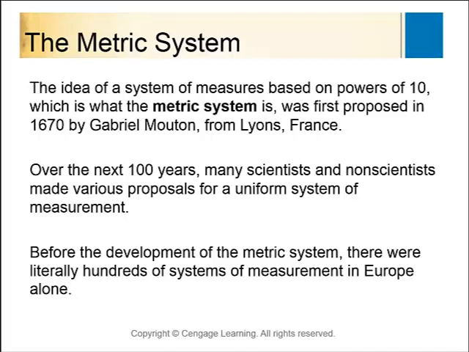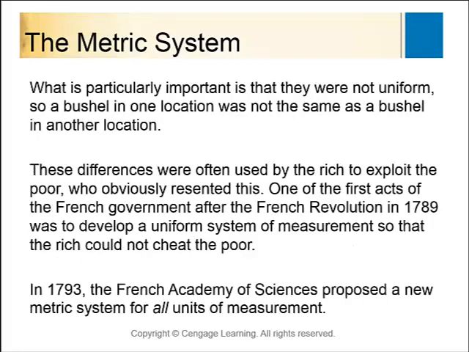So we have all these different systems that we're looking at, and we're trying to get together, in a place that doesn't have the internet, and have some sort of uniformity to our different measurement systems. This is driving home the point that a bushel in one location isn't the same as a bushel in another location, and what ends up happening is the rich are cheating the poor.